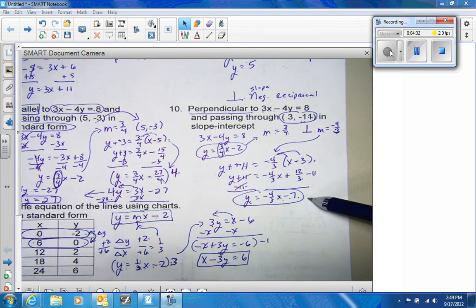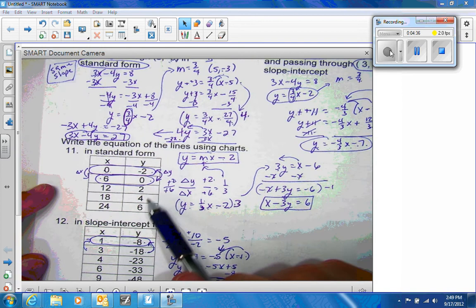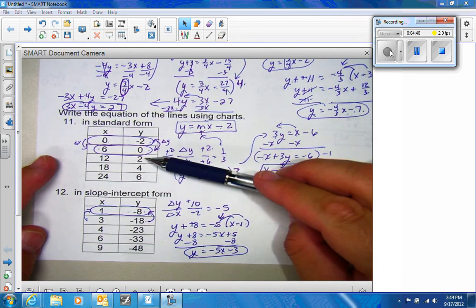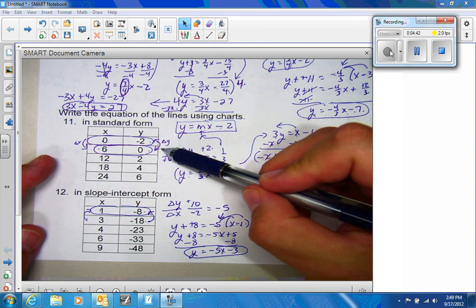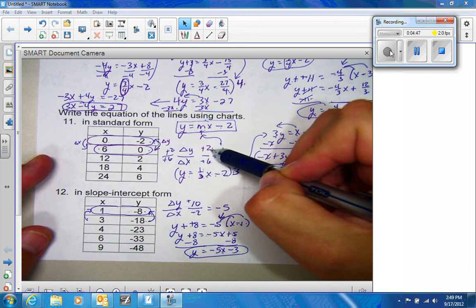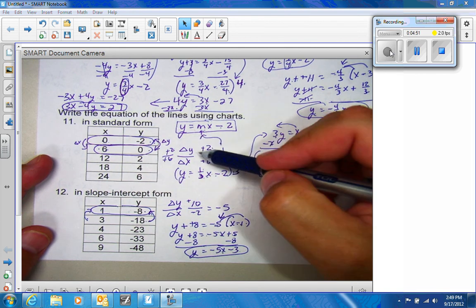All right. Now, on number 11 and number 12, I use these 2 points. Now notice when you have tables, you can find the slope by doing change in y over change in x. So 0 minus a negative 2 is positive 2. 6 minus 0 is 6.